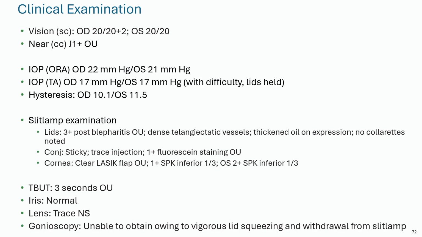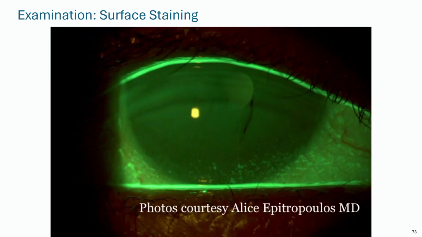And his gonioscopy, I was unable to obtain his gonioscopy because he had vigorous squeezing and was literally backing away from the slit lamp. Here's another picture courtesy of Alice. He's got, as you can see, about 1+ inferior corneal staining. This is really, really classic for evaporative dry eye.